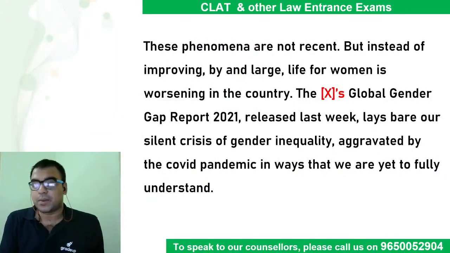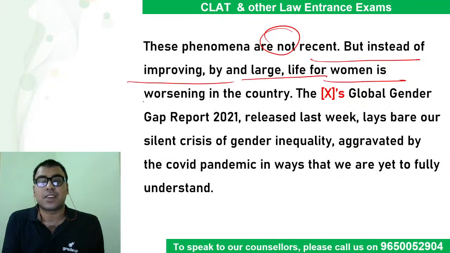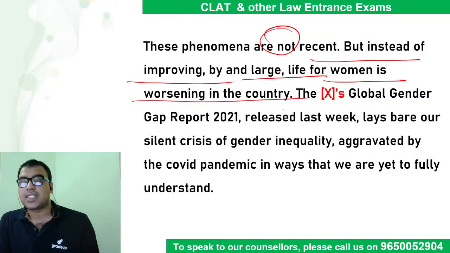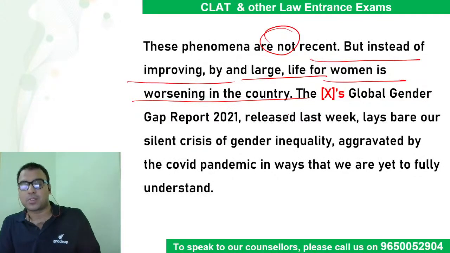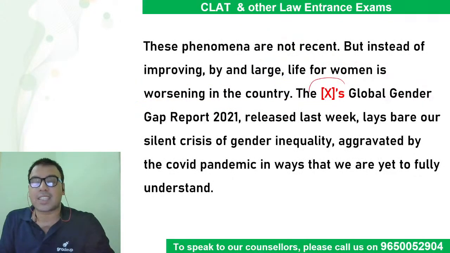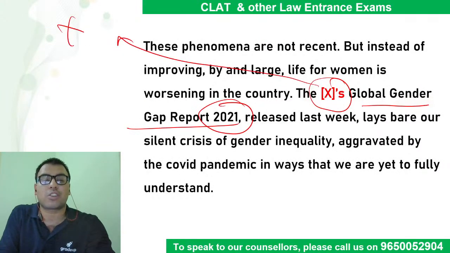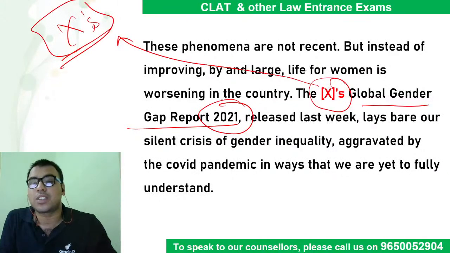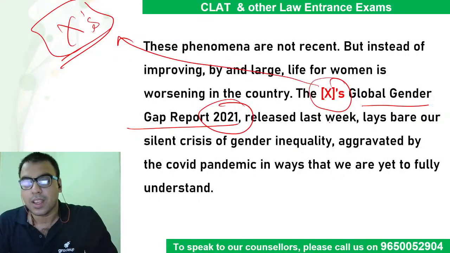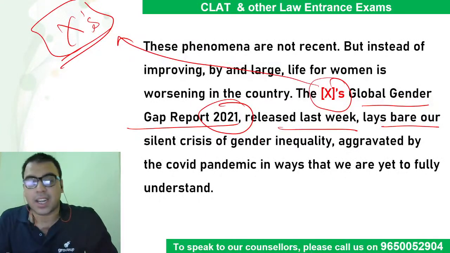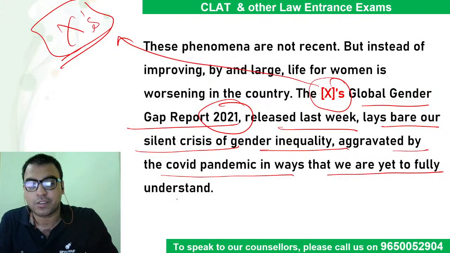Now, these phenomena are not new, but instead of improving, by and large, life for women is worsening in the country. So it is saying that more or less the life of women is worsening in this country, especially due to the COVID-19 pandemic also. Then it says the X Global Gender Gap Report 2021. Whenever there is an apostrophe S, it means it is asking whose report this is. So you have to answer this question. In fact, I have answered it many times. Released last week, it lays bare our silent crisis of gender inequality aggravated by the COVID pandemic in ways that we are yet to fully understand.